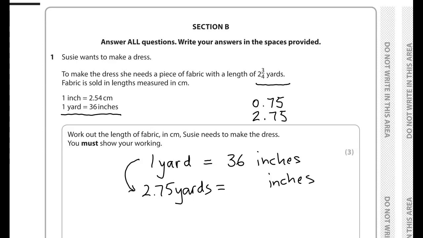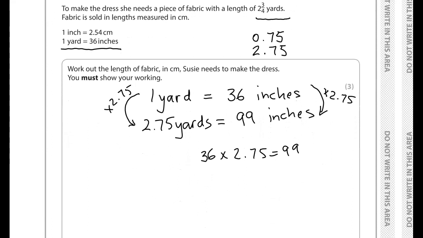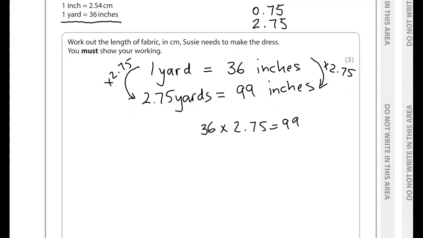So to get from 1 yard to 2.75, we multiplied by 2.75. So we're going to do the same on the other side. So 36 times 2.75 gives us 99. So 99 inches. Now we've got inches, we're going to have to convert these into centimeters. So 1 inch is equal to 2.54 centimeters.